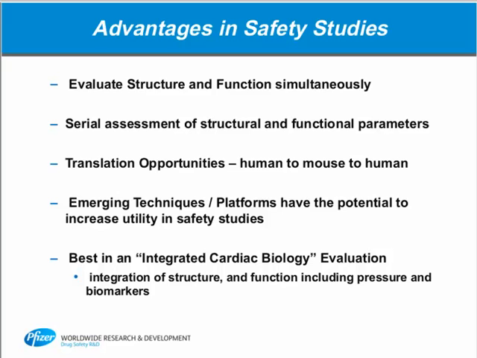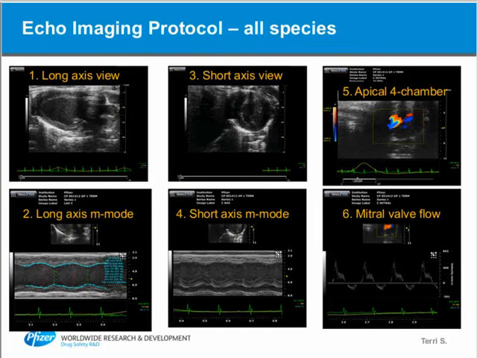And I'd also like to mention that echo is an important piece of an overall integrated approach that we take here, where we use all our preclinical data. So we typically have blood pressure, heart rate data, ECG data, as well as histopathology in terms of cardiovascular structure and function. And we look at all that data together to form a full risk assessment.